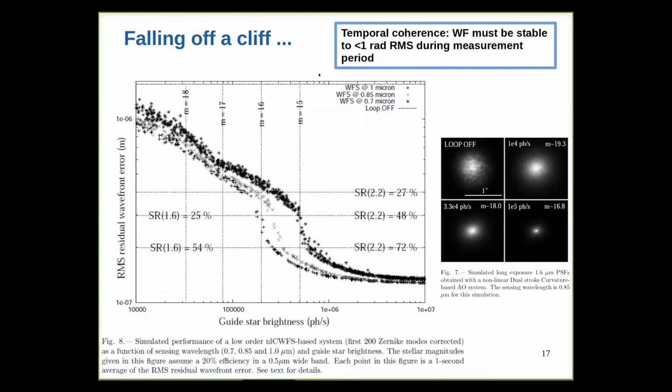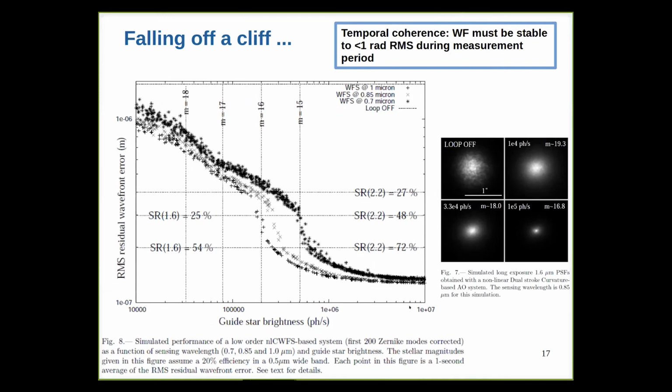But here's the problem. When I showed this theorem, there was a requirement of temporal coherence. The wavefront must be stable to less than a radian RMS during the measurement period. At some point, we don't have enough light to maintain this, and we basically fall off a cliff.